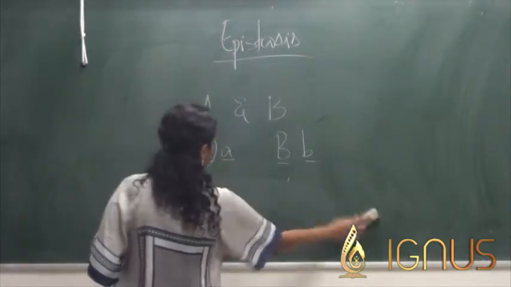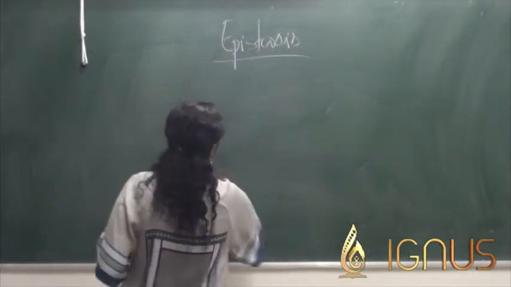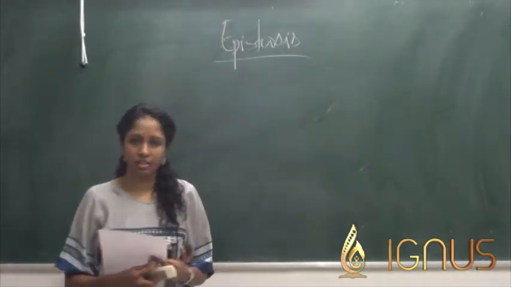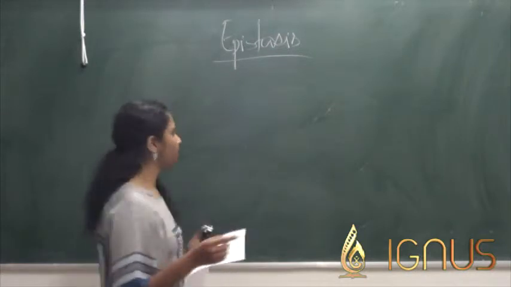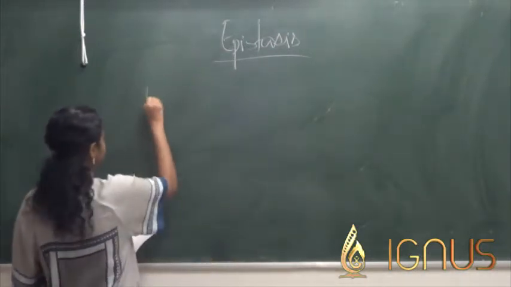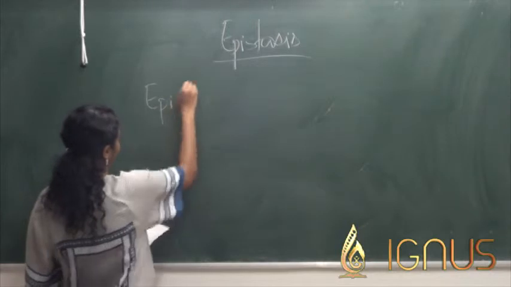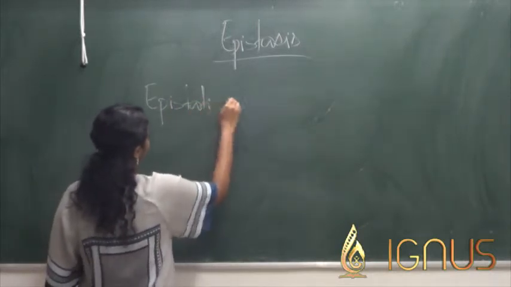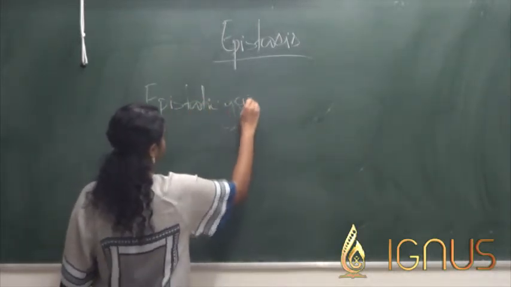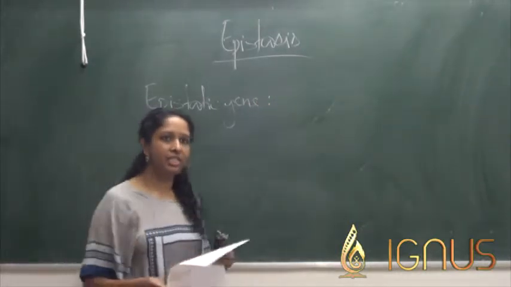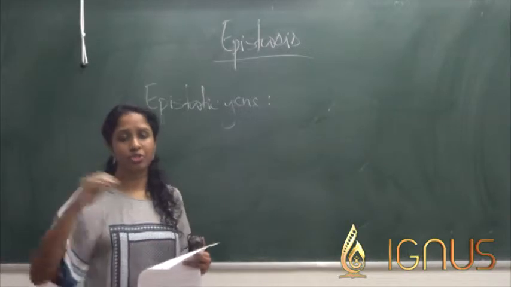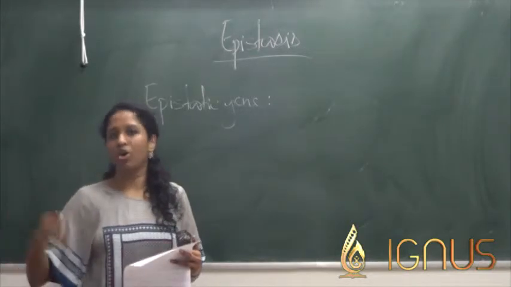Okay. Now there are certain terminologies that you will need to know with epistasis. One is epistatic gene. So what is an epistatic gene? An epistatic gene is the gene that is going to stop the phenotypic expression of another gene.